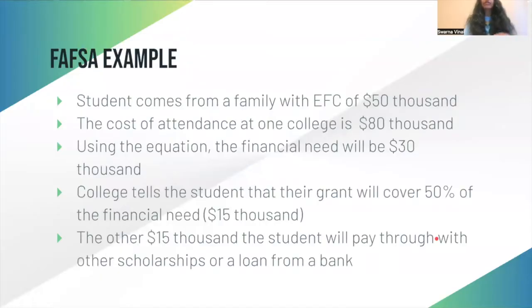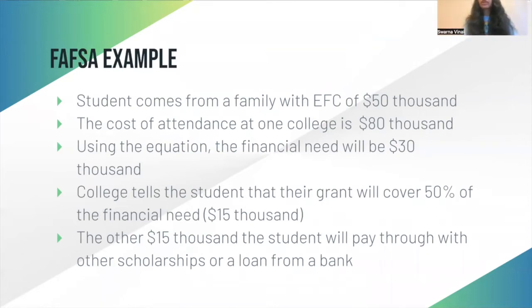So we're going to be giving you an example because this might be a little bit confusing when I was talking about the money things. So pretend you're a student that comes from a family with an EFC of $50,000, which means that you're able to pay $50,000 to attend that college. And the cost of attendance at whichever college that you want to go to is $80,000. So the difference between those two prices is $30,000. That is what is called financial need. So that's the amount of money that you need in order to attend that college.